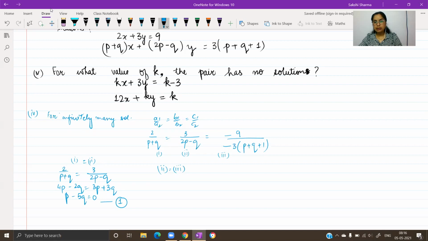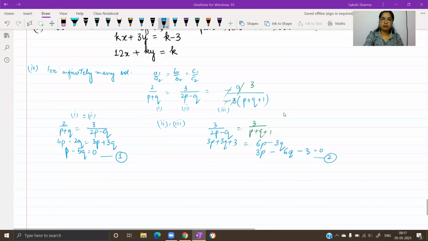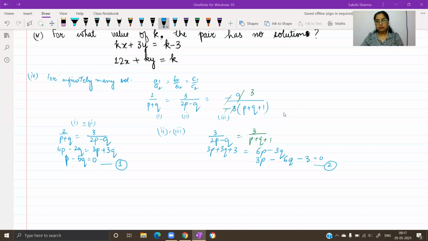And when we take second ratio equal to third one, I can just go ahead and simplify this one. Negatives cancelled. This will get cancelled. I'll be left with 3 over P plus Q plus 1. And then cross multiplying. You get 3P minus 6Q minus 3 equals to 0. Solve 1 and 2 and find out what will be the values of P and Q.